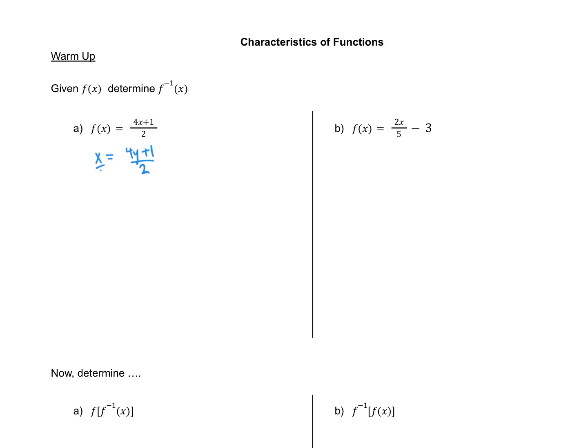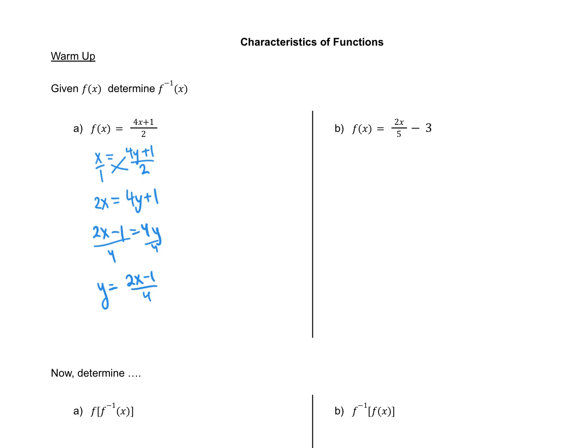I'm just going to do a little bit of cross multiplication here. So 2 times x equals 1 times (4y plus 1). And now if I need to isolate for y, I will bring the 1 over and then divide by 4, or multiply by a quarter, whichever you prefer. I'll just divide by 4 this time. And there we are. There's our inverse.